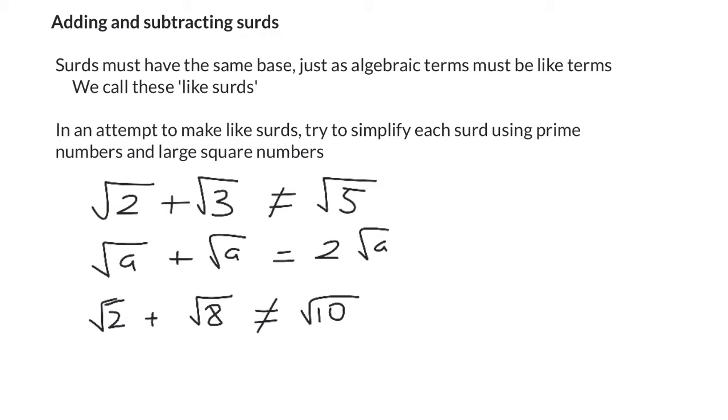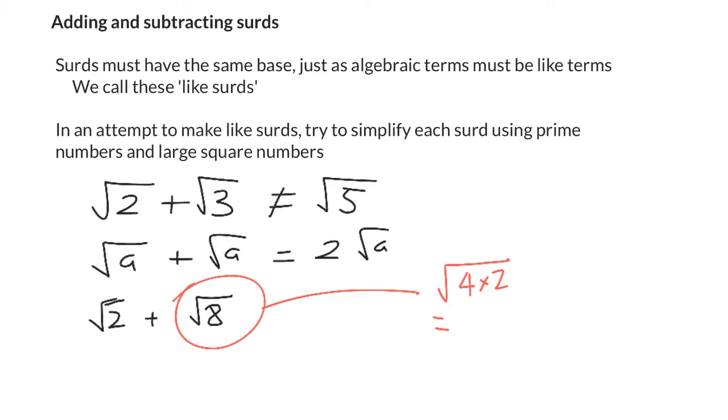If we think back to our previous lessons, we can recall that I can do something with this root 8. I can look at that and say, well, 8 is 4 times 2. Same as root 4 times 2, which is root 4 times root 2, by splitting that up. Which is 2 root 2.